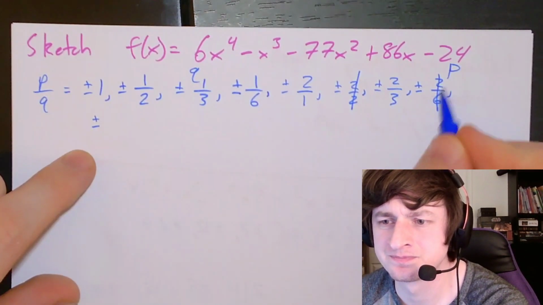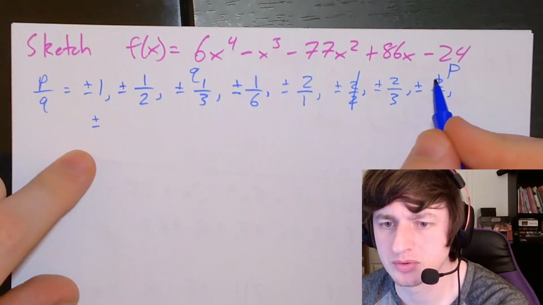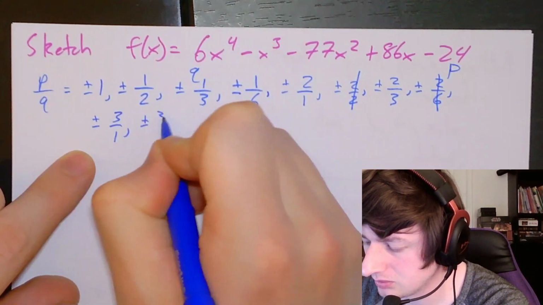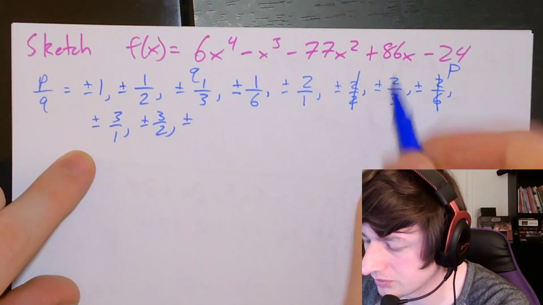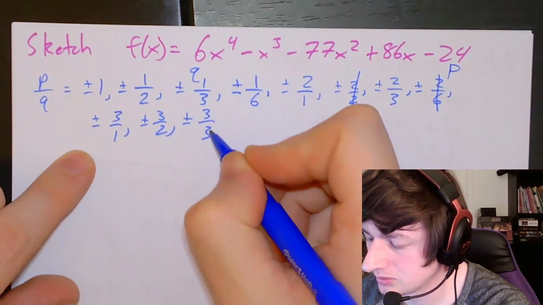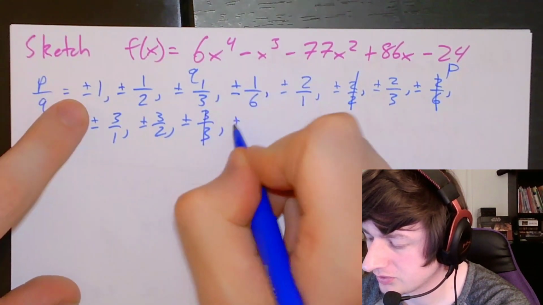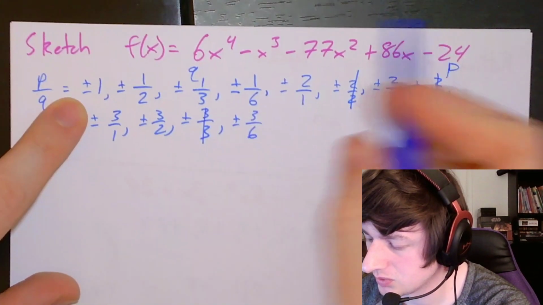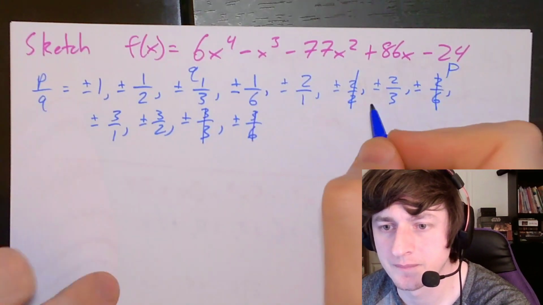Sorry, we're increasing the top to 3 here. So 3 over 1, plus or minus 3 over 2, plus or minus 3 over 3, which is 1, so we don't need that one, plus or minus 3 over 6, which is the same as the half, so we don't need that one either.